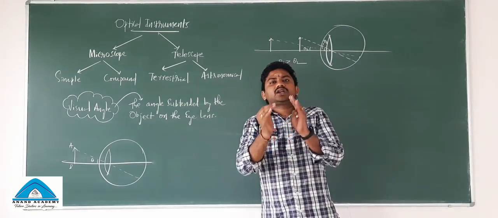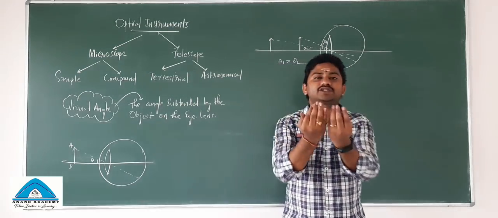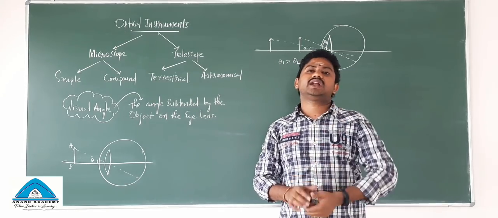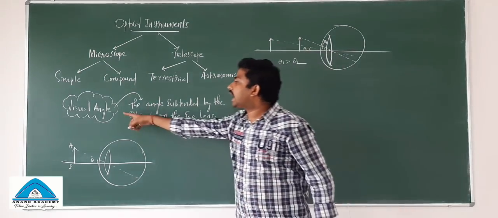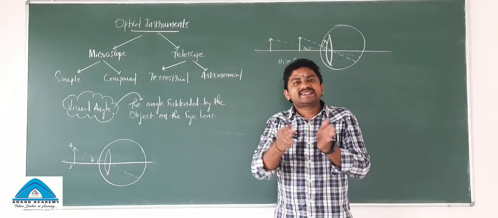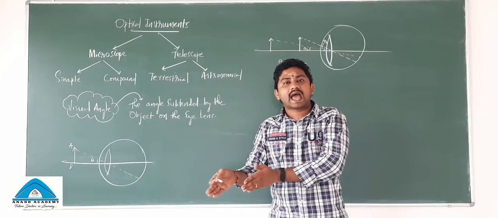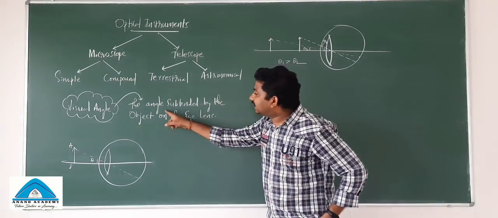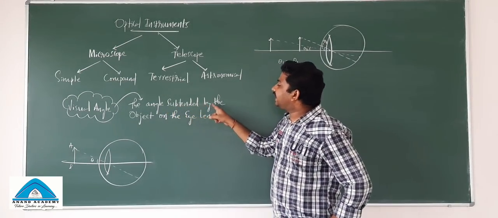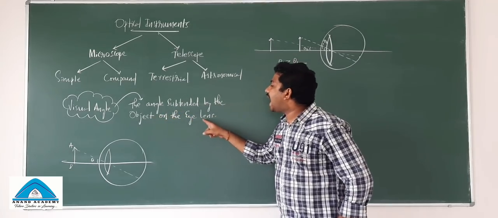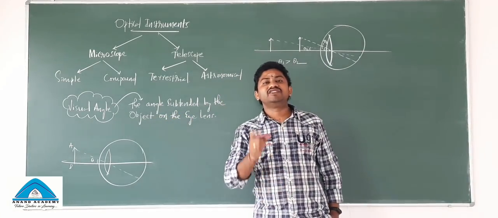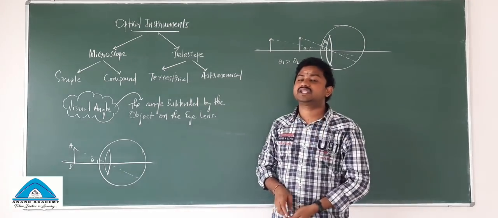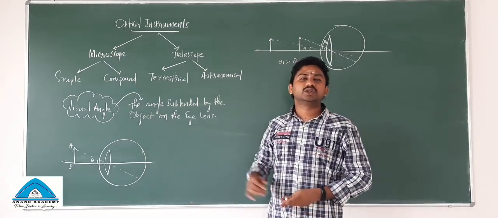To understand the concept of optical instruments, the first important topic you should understand is visual angle. What exactly is meant by the visual angle? I have written here, you can go through it. The angle subtended by the object on the eye lens, that is called the visual angle. And the neat diagrammatic representation is also here, you can go through it.